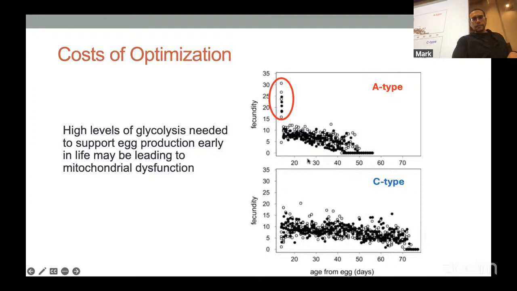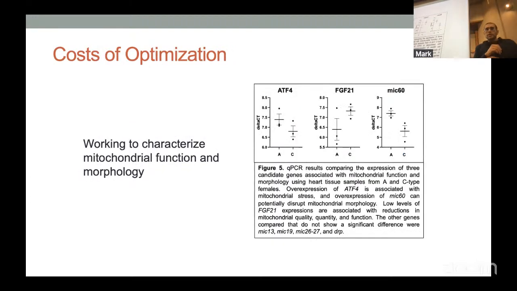So we're doing some work to actually characterize mitochondrial function and morphology in these populations. We've done some early work looking at a few genes associated with mitochondrial function and morphology, from a list supplied by our collaborators of ones they thought would be good targets. Based on qPCR, we see overexpression of ATF4 in the A types, which is associated with mitochondrial stress. And then we see overexpression of mixed cysteine, morphology stuff, right? So we do have a little bit of evidence here.